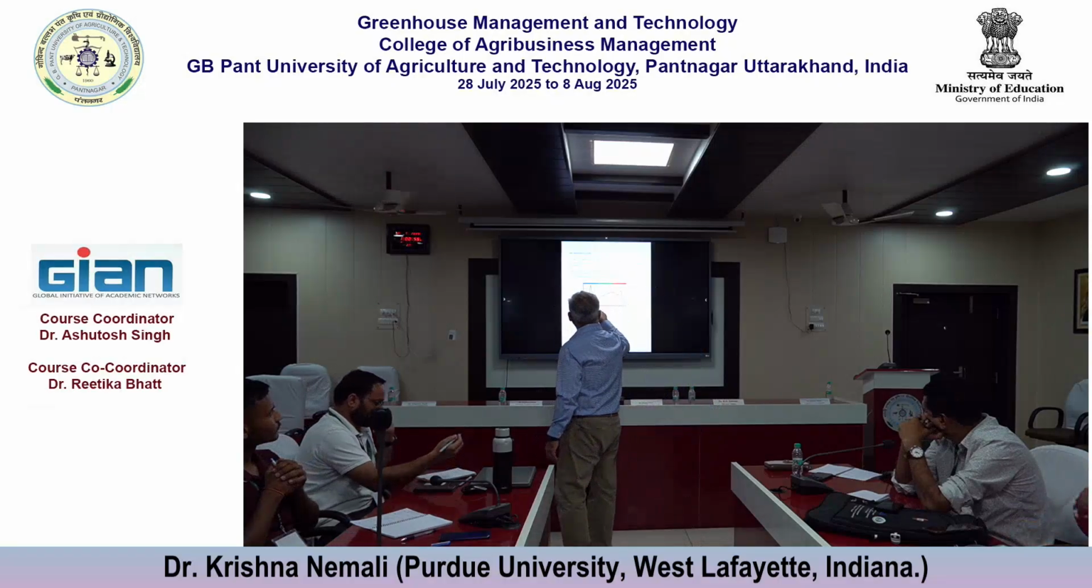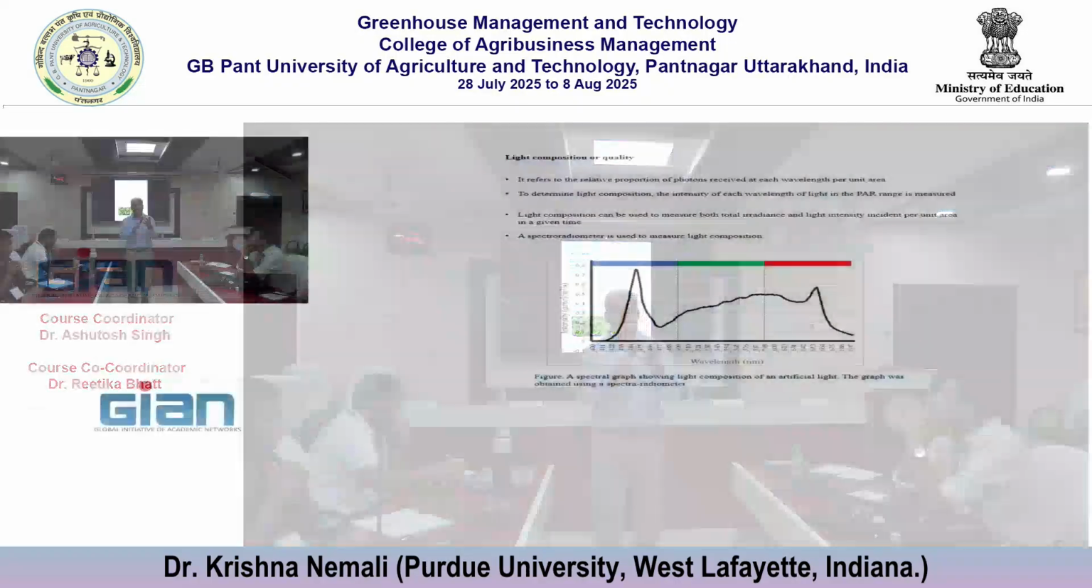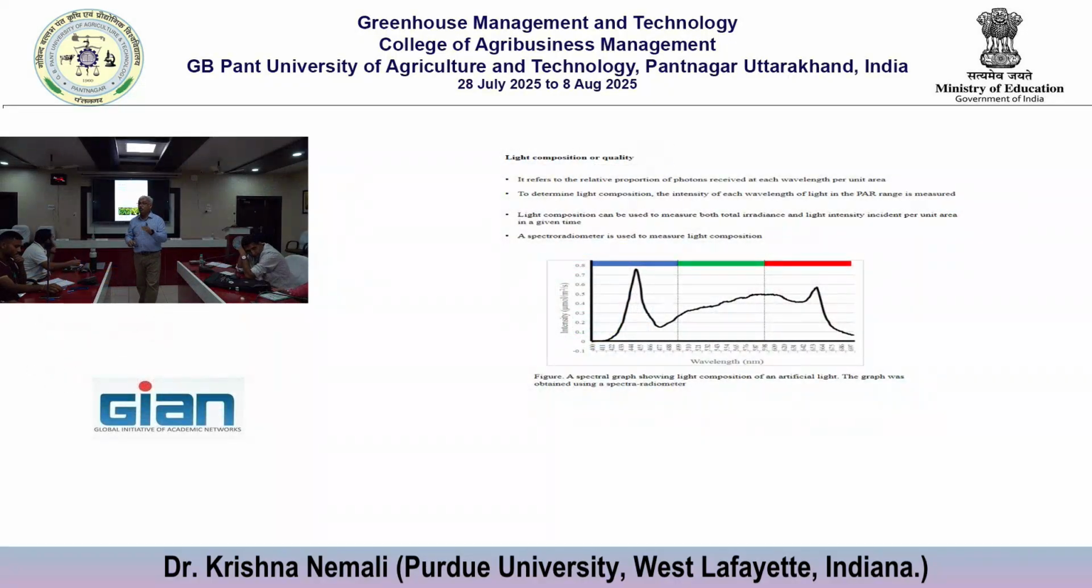Alright, so we talked about light intensity, energy. Okay. Now we're going to talk about light composition. Light composition is also called light quality. You can also use the term light quality. Composition and quality are the very same. Okay. So what does composition mean? Remember PAR, what is the wavelength range for PAR? 400, 700. 400, 700, right?